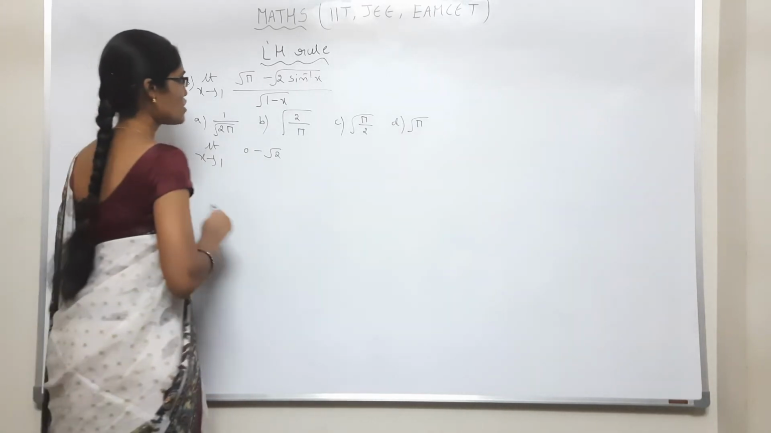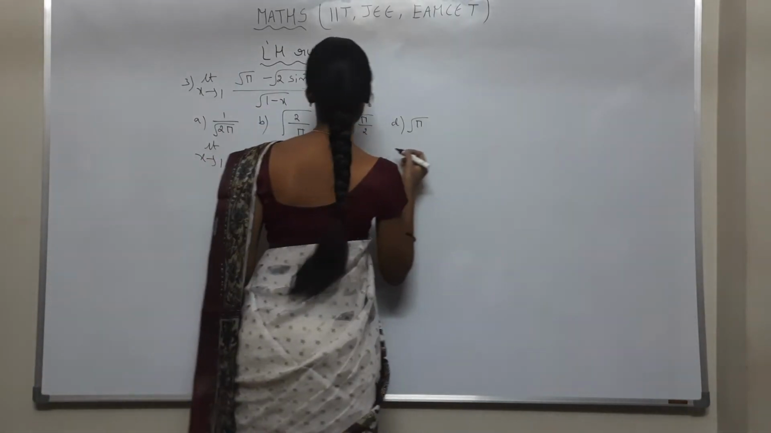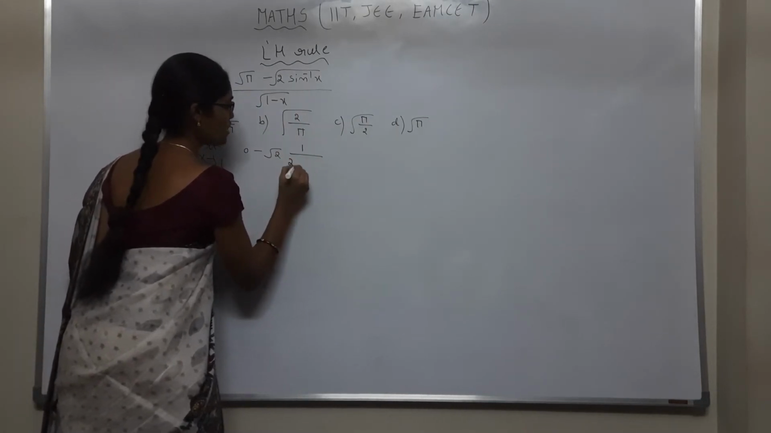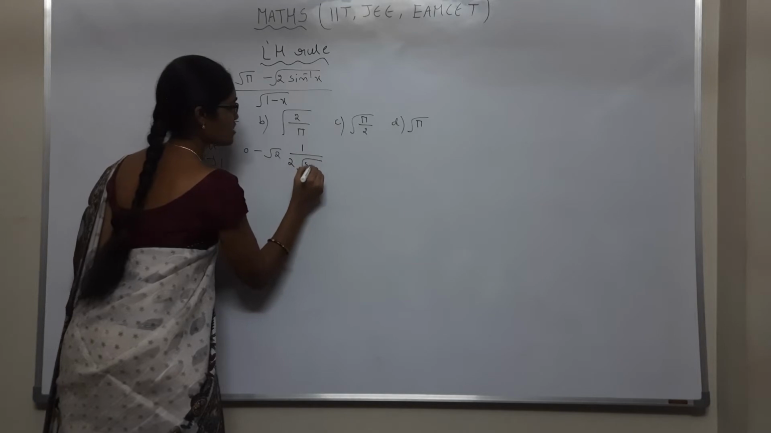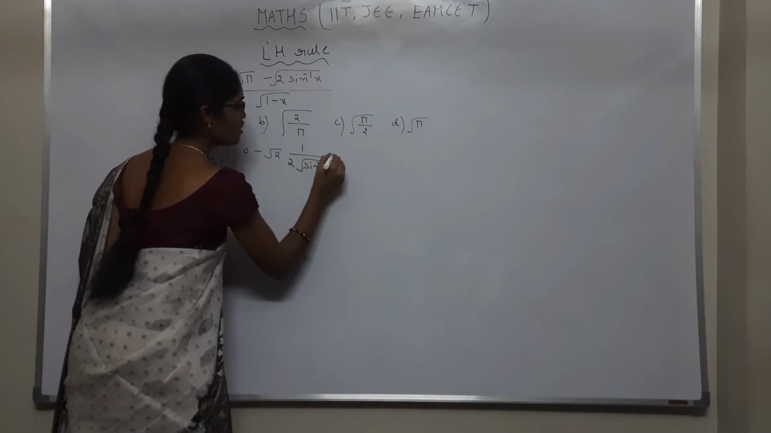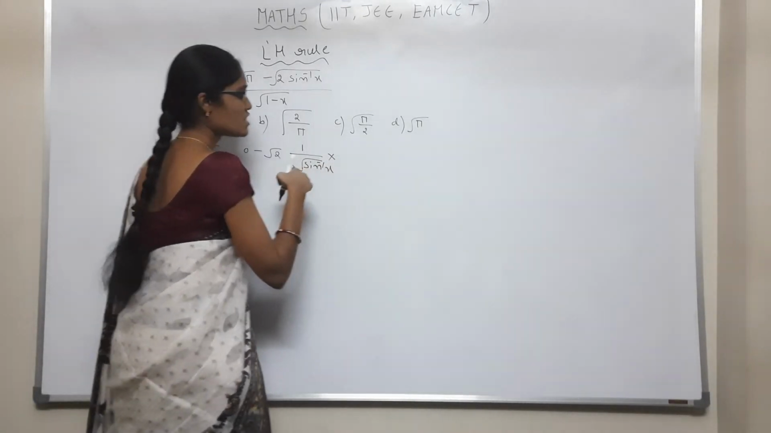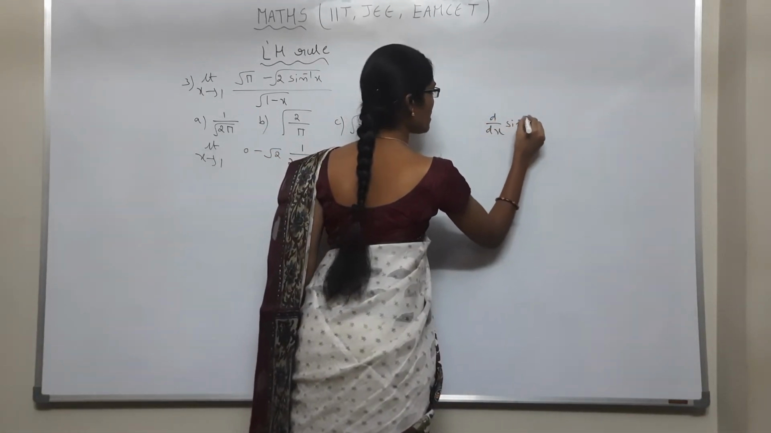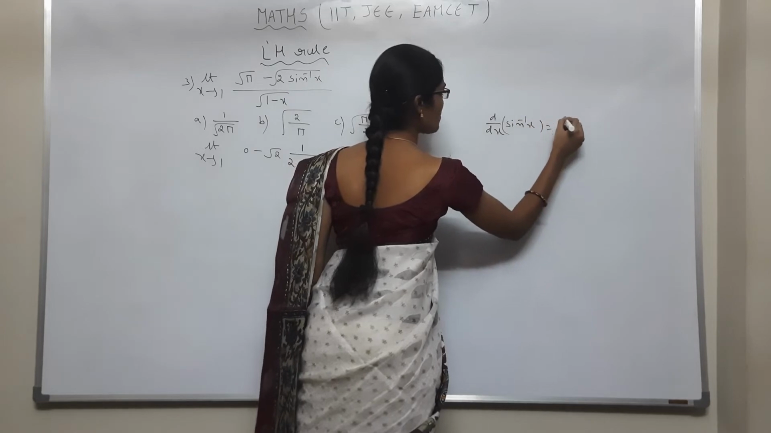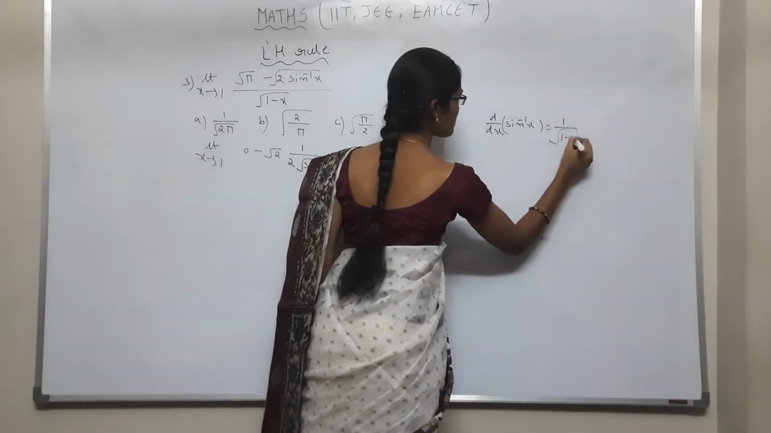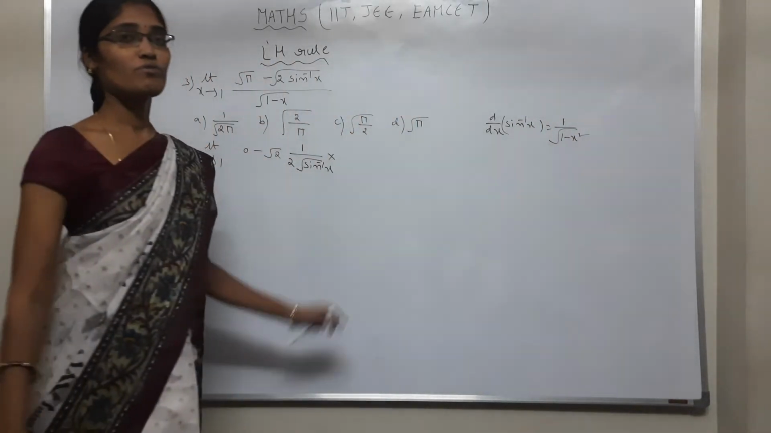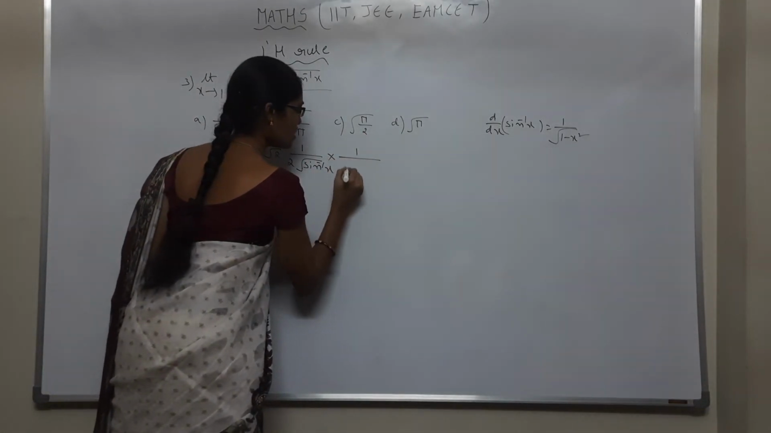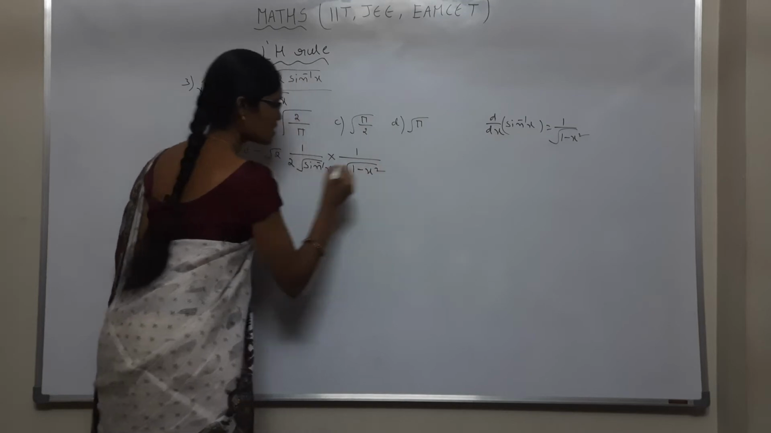Next, sin inverse of x, derivative of, see here, root x means 1 by 2 root x sin inverse of x into, again inner derivative of sin inverse of x. So what is the formula of d by dx? Derivative of sin inverse of x. Derivative of sin inverse of x formula is 1 by square root of 1 minus x square. Okay, so 1 by square root of 1 minus x square.